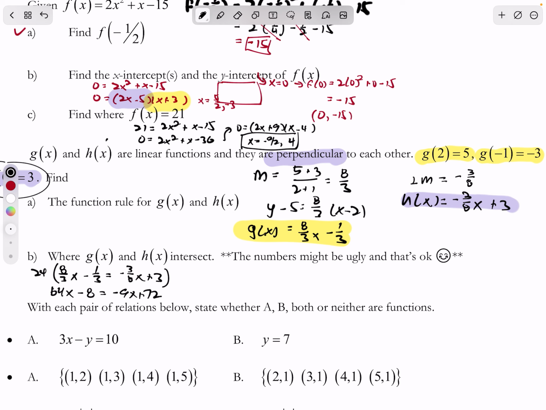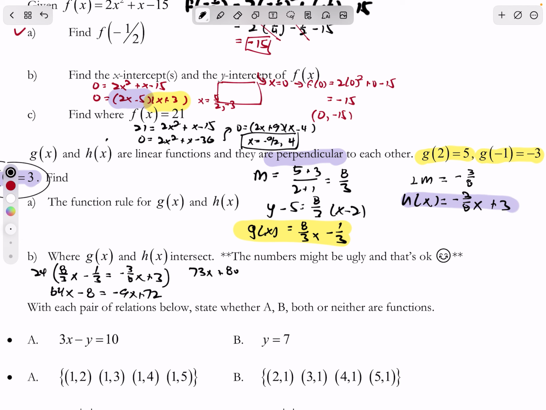And if I bring the x's to the left, I get 73x. I bring the numbers to the right, I get, did I get 80 today? I don't think I got 80. Let me double check this. 24 over 3 is 8, 64. 24 times 1/3 is 8. Negative 3/8 x plus 3, multiplied by 24. No, I think that's right.